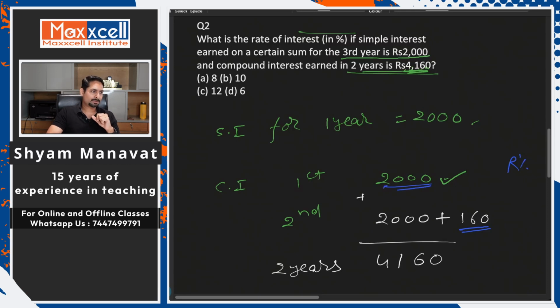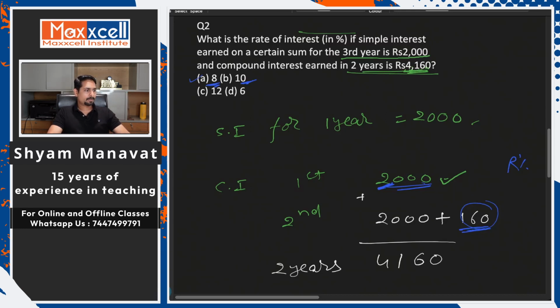Now let's look at the options. Can it be 8%? It is 8%. How? 2 8s are 16. So 2000's 8% is what? 160. That's how you calculate. That's how you can say approximately. See, if I try the second option, option B, can it be 10%? Okay, let's try 10%. So 10 into 2 is what? 20. So it should be around 200. It should be 200, not 160. So that's how you should relate with the options.